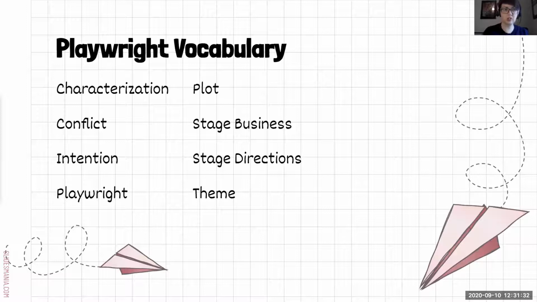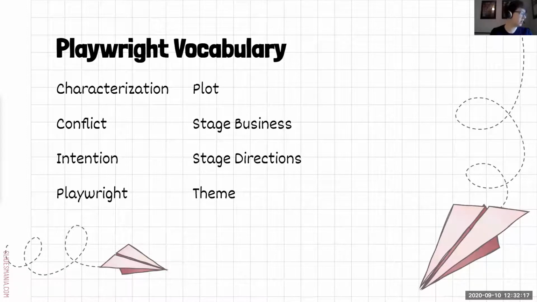Stage directions. Okay, so stage directions are written from the perspective of the actor. All right, so imagine yourself standing center stage and looking out at the audience, and you have stage left, stage right, and then you have upstage and downstage. So down is toward the audience and up is away from the audience. So look at your sheets, look at what's on here. Tell me if there's anything that you need me to clarify for you. Characterization, conflict, intention, the playwright.